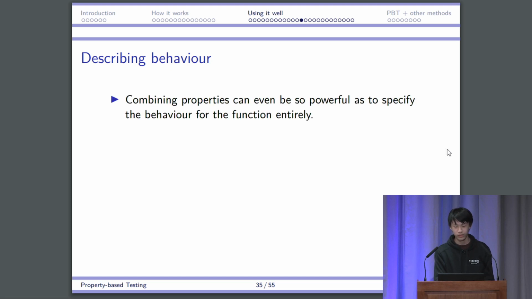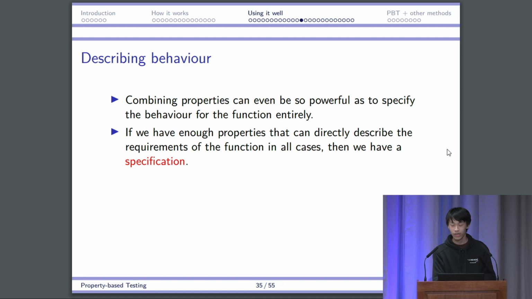So that brings me to my next slide. Combining properties in this way can be so powerful as to specify the behavior of a function. And if we have enough properties that can directly describe the requirements of a function in all cases, then we have a specification. And a specification is kind of the holy grail, because essentially any function that passes our tests is guaranteed to work 100% of the time.